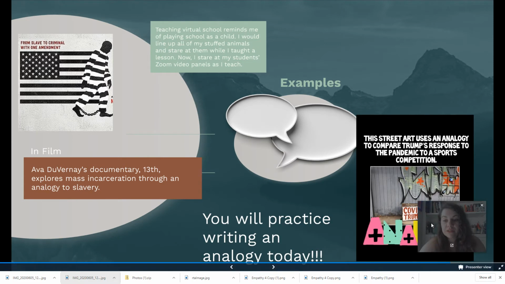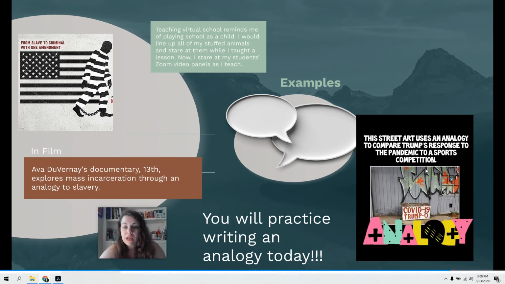There's also this other example that I found near my house. This is the Iffy Grocery off of Moreland and Wormwood. So this is a piece of street art. Someone painted this and put it up. And it says COVID-19 Trump 0. This art is making an analogy to compare Trump's response to the pandemic to a sports competition.